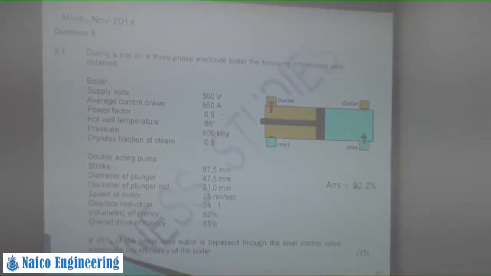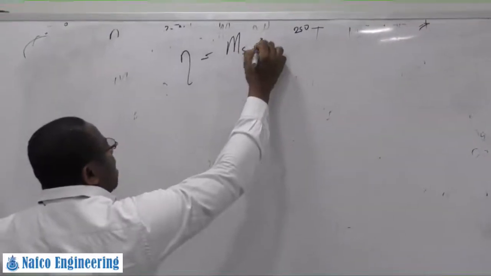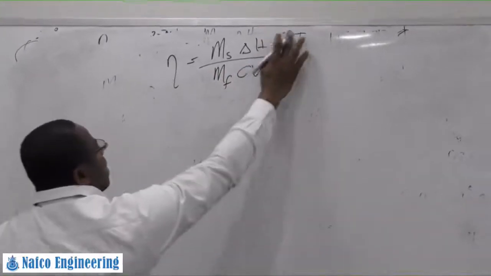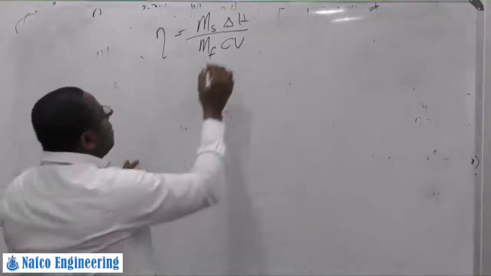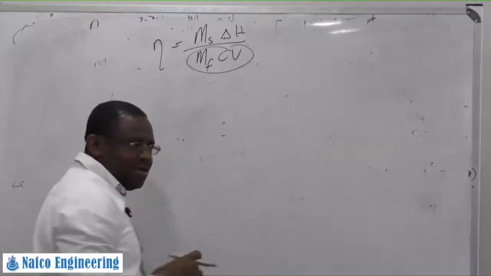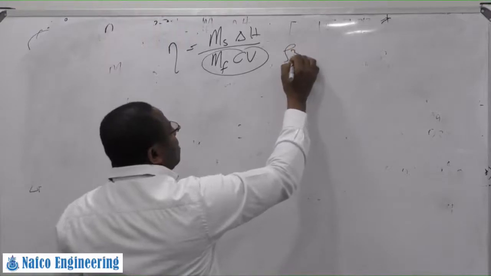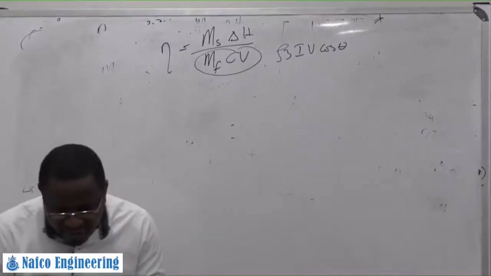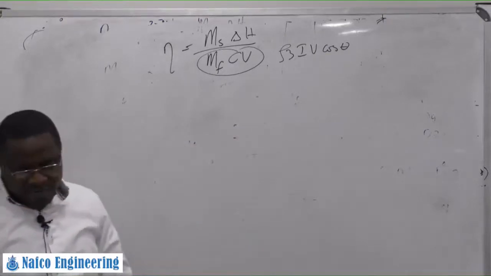of the boiler. All right, so the first thing is, remember that our efficiency is M steam delta H over M fuel CV. All right. Boiler efficiency. Now, we are no more using coal here. Okay, it's now an electric boiler, right? So we can now substitute that with root 3 IV cos theta. Okay, which was given, we are given the voltage, we are given the current, okay? So we substitute this with root 3 IV cos theta.